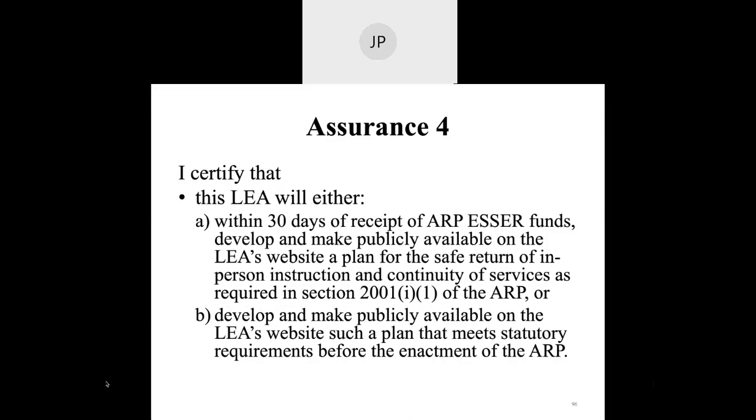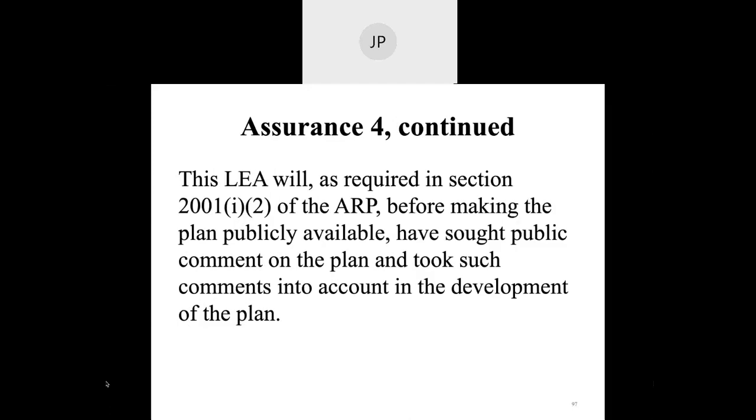The fourth assurance, the first aspect is really that 30 days is something that I want to highlight. So within that 30-day time period, the LEA is going to need to develop and make publicly available a plan for the safe return of in-person instruction and continuity of services, or develop and make publicly available on the LEA's website a plan that meets the statutory requirements. Something that I want to note is that this is going to be tying back to the plan template that you're going to be receiving that was referenced earlier. Another note about assurance four, it's also imposing the requirement that the LEA will, as required by the rescue plan, before making the plan publicly available, seek and consider public comment and take that public comment into consideration in the development of the plan.